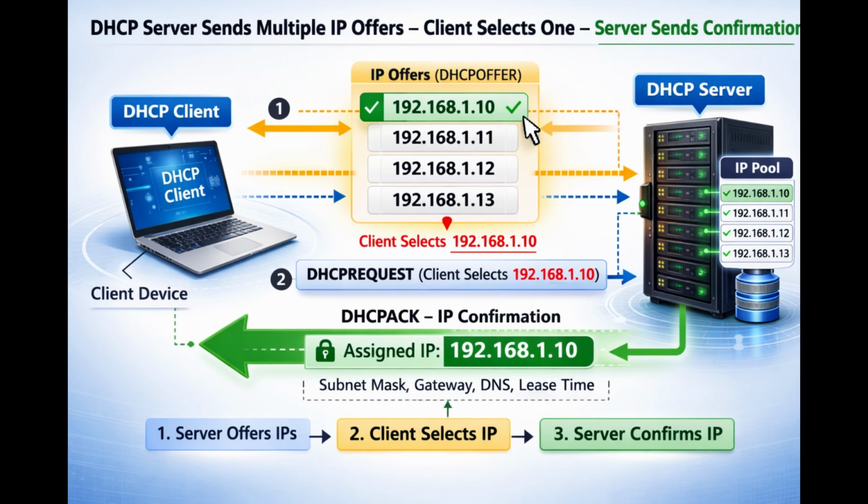DHCP assigns IP addresses temporarily. This is called release time, or lease time. Example: release time equals 24 hours. Process: at 50% of release time, the client tries to renew with the same server. At 87.5%, it broadcasts a renewal request. If the release expires, the IP is removed. This allows efficient IP reuse.